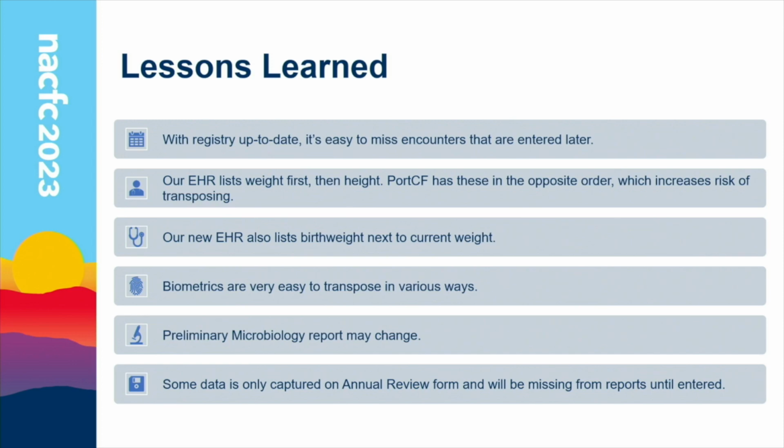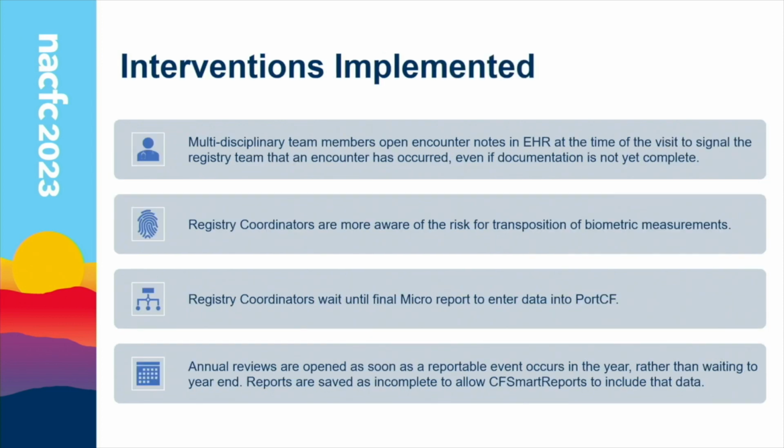We discovered that our EHR, or at least our old EHR, listed weight first, followed by height, and Port CF has it in the opposite direction, which is why we had so many transposition values. Our new EHR also now has birth weight right next to the current weight, and that was a source of a few errors. We learned that biometrics are very easy to transpose in various ways. We learned that preliminary microbiology reports can change. We learned that some data is only captured on the annual review form, and it'll be missing from reports until that is entered. So what did we do about it?